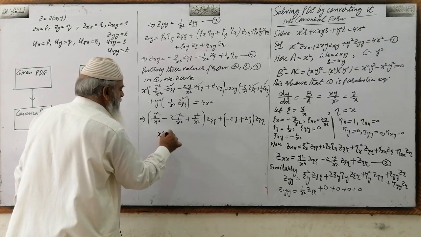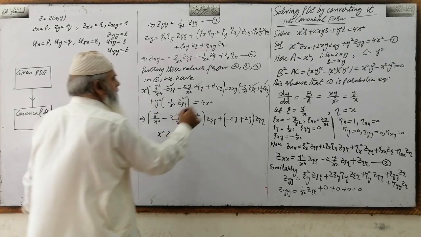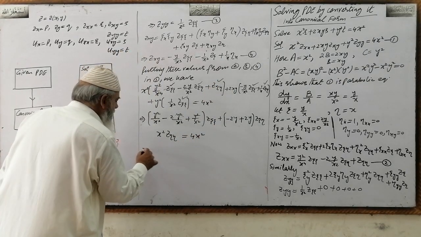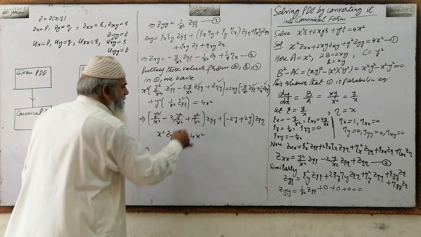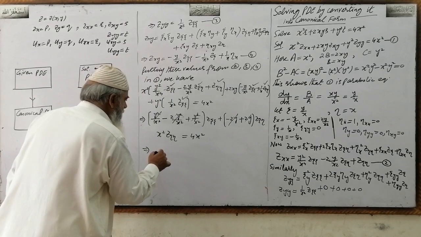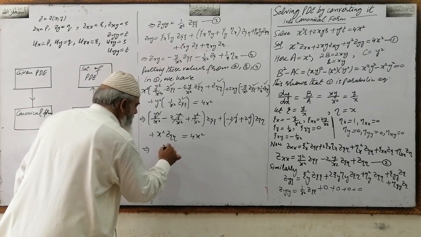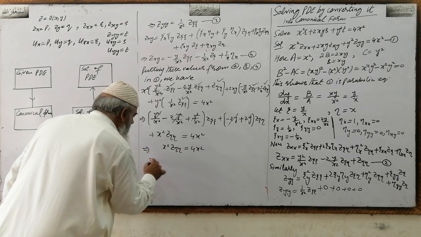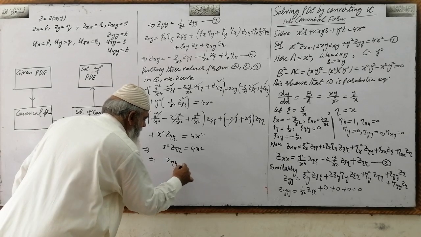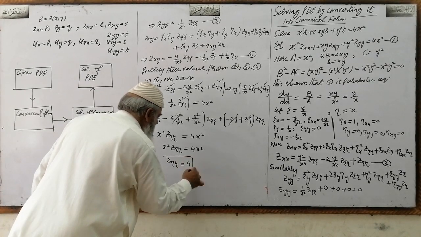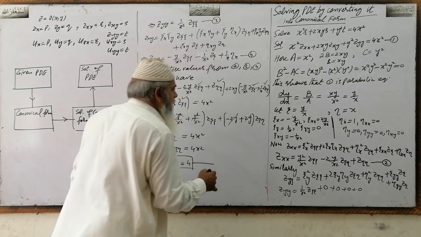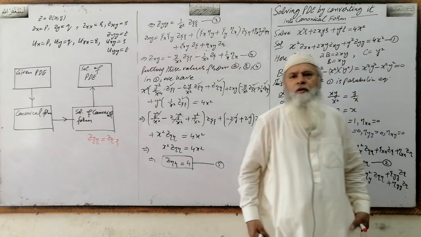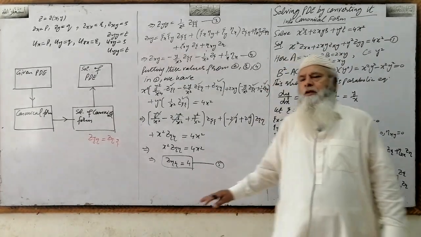This will give you x square z double eta, x square z double eta, and is equal to 4x square. Finally these terms will be cancelled out, this will also be cancelled out, and from here we have x square z double eta is equal to 4x square, or z double eta is equal to 4. This is the canonical form of the original differential equation. If the examiner asks you just to convert the differential equation into canonical form, then this is our answer.